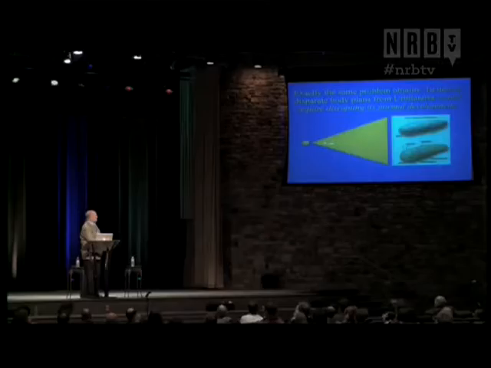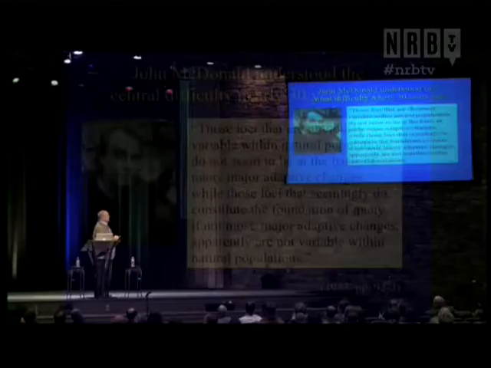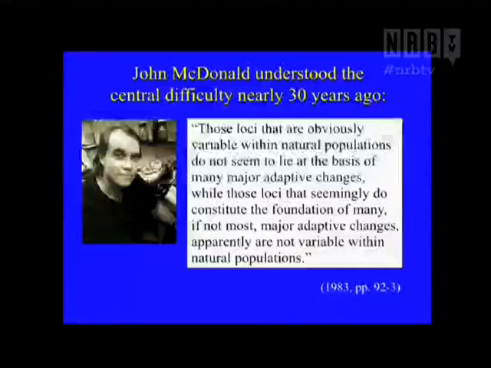So, I should wrap up and leave plenty of time for questions. This problem, as I told you earlier, is well understood within evolutionary theory. John McDonald, in this paper that I read as a student, put it this way. Now, this is some technical language from evolutionary theory. I'll translate it for you. What he's saying is, the genes that vary within natural populations do not seem to lie at the basis of major adaptive changes, as you would want for the origin of a new body plan. Those genes that would do that apparently are not variable within natural populations. Not for any spooky or mystical reason, it's that you can't vary those fundamental elements.